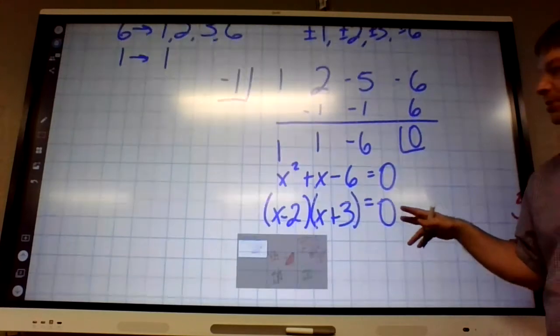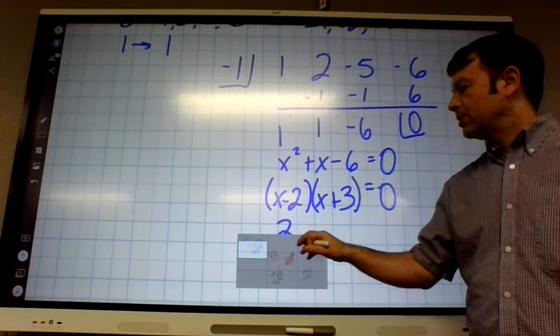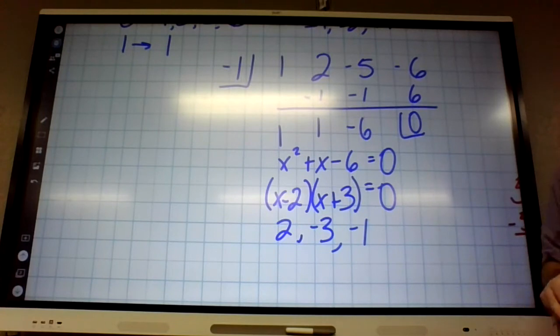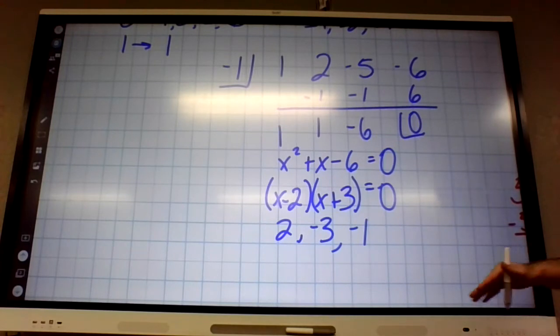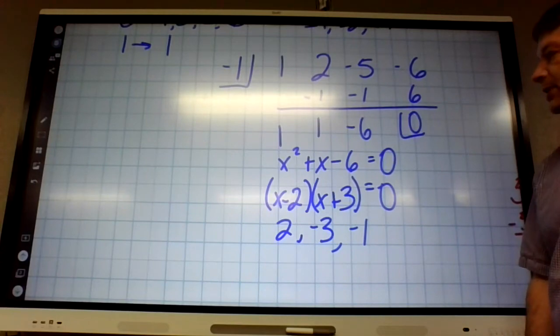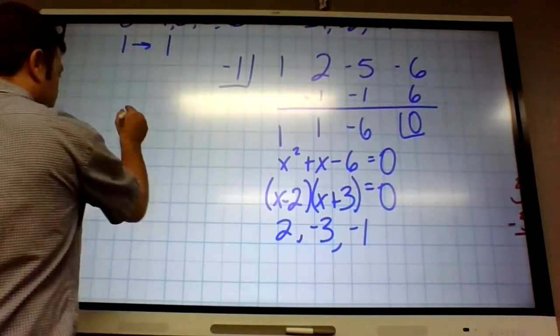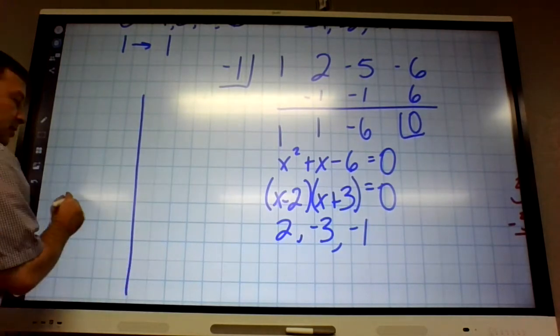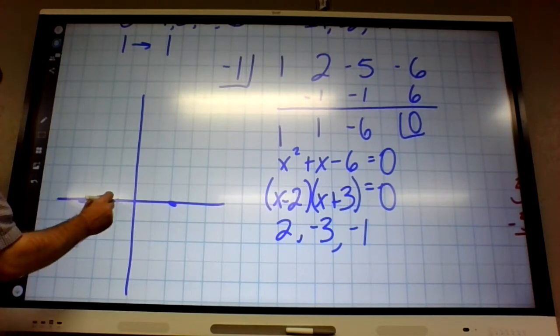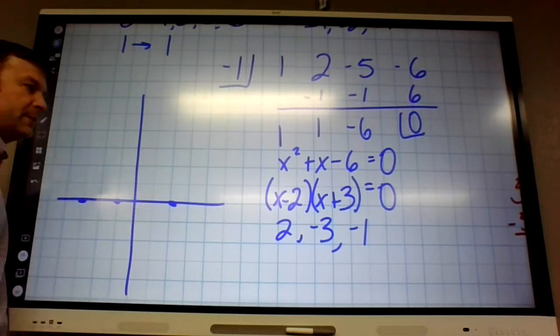3 and 2. No. Oh yeah, you said that. Yes. And then negative 1 was also an answer. Okay, those are the three values that make the function 0. Those are the three x values that make the function 0. So that's where it's going to cross the x-axis. So I guess I'll give you a visual to show you what I mean. So I know the graph is going to cross at 2, negative 3, and negative 1. It's going to cross the x-axis right there.